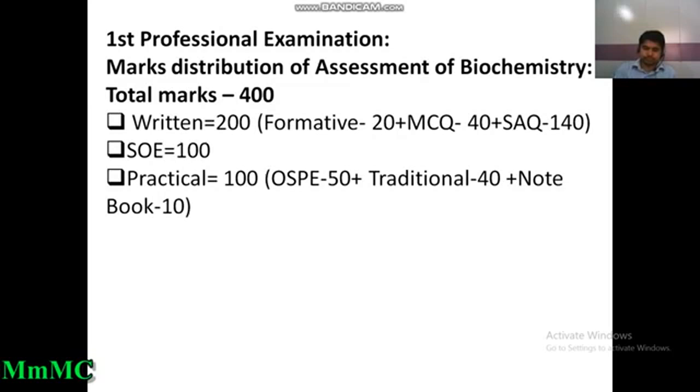Now, the next important questions are: give the source, daily requirements, function, and deficiency disorder of vitamin A, vitamin D, vitamin E, and vitamin K. All of them are fat soluble vitamins. That means without fat, they are not absorbed into our blood.